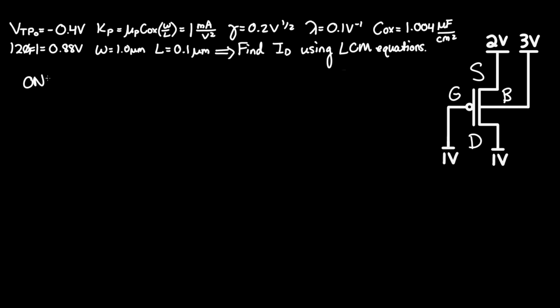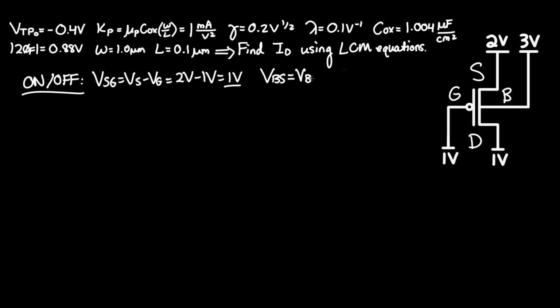Starting off, we need to see whether or not the device is on or off. The voltage VSG determines this, which equals Vs minus Vg. At the source we have 2 volts. At the gate we have 1 volt, and the difference is just 1 volt. This must be greater than negative VTP, the threshold voltage of the P channel, which may incorporate the variable VTPO if body effect exists. So we need to see first if body effect is prevalent, where VBS equals VB minus Vs, which is 3 volts minus 2 volts, that's 1 volt, which shows that there is body effect.